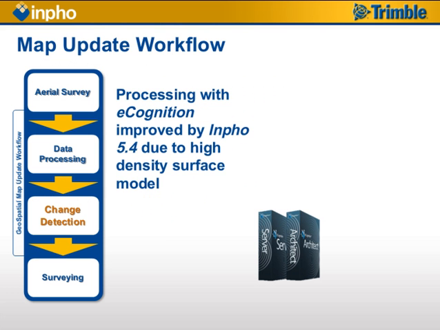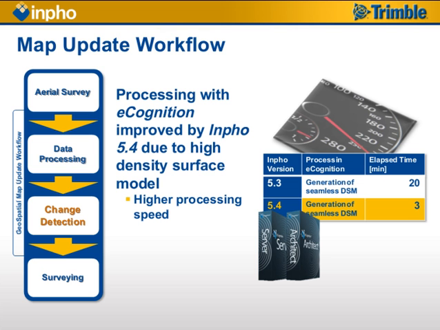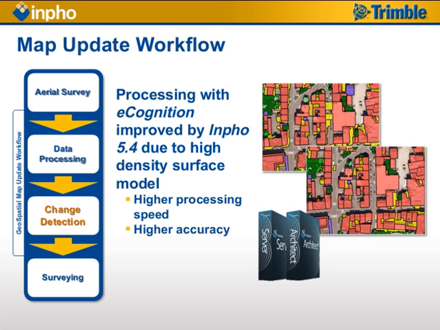Let's now look at what the improvements in this change detection process are, using the Inpho 5.4 version instead of the 5.3 version. So first of all, there is a higher processing speed. We already talked about the processing speeds in the Inpho software itself, but also in eCognition we have about 7 times faster computation of, for example, the rasterized surface model. And together with that, we also get a much higher accuracy, or much higher success rate, of detected changes.